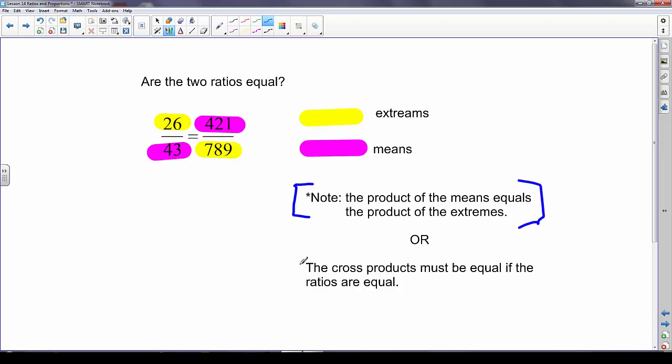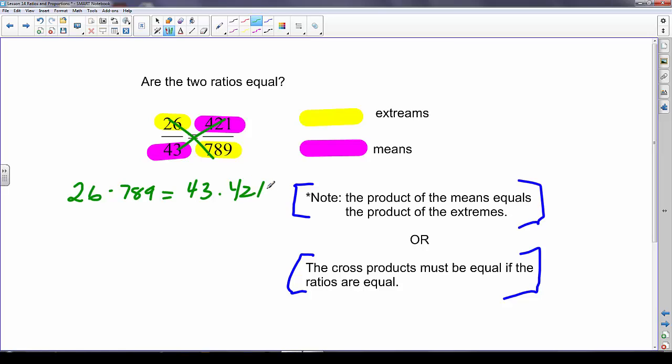But if you have equal ratios, then their cross products must be equal. So that's the one that most people stick to. So if I want to test if these two are equal, I take their cross products. And remember, product means we're going to multiply across. So I have 26 times 789, and that's supposed to equal 43 times 421.